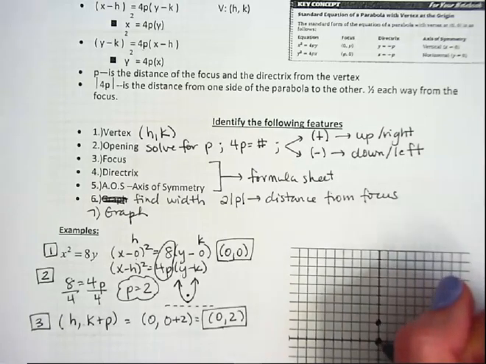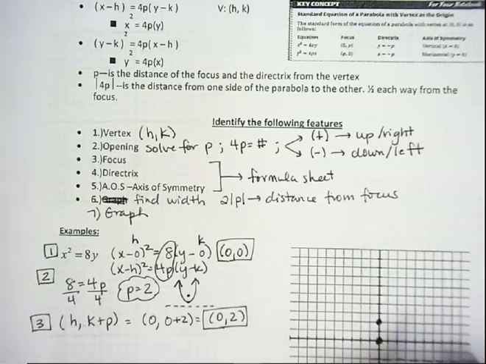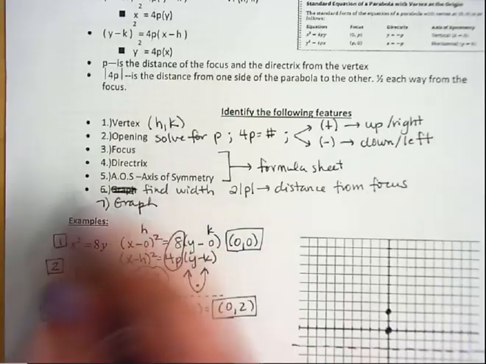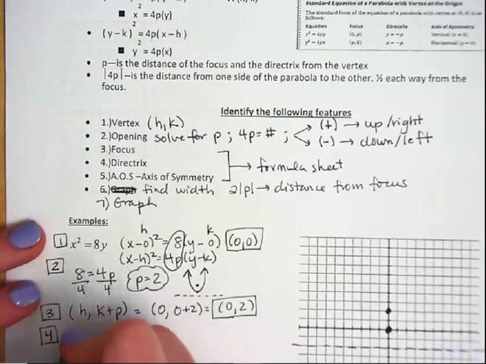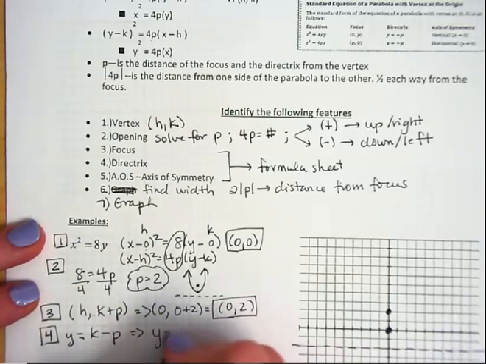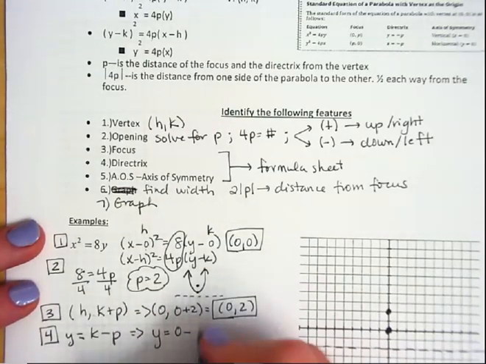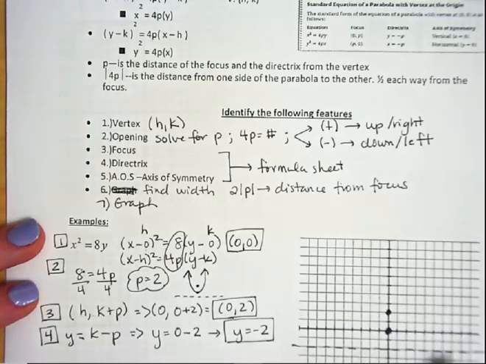The directrix is 2 in the opposite direction. So our directrix is going to be here. And we're going to do that mathematically using the formula, and you'll see how we get the same thing. So here's the formula from your formula sheet. Y equals K minus P. So Y equals K, which was 0, minus P, which was 2. So Y equals negative 2. That is the equation of a horizontal line where all the Y values are negative 2.